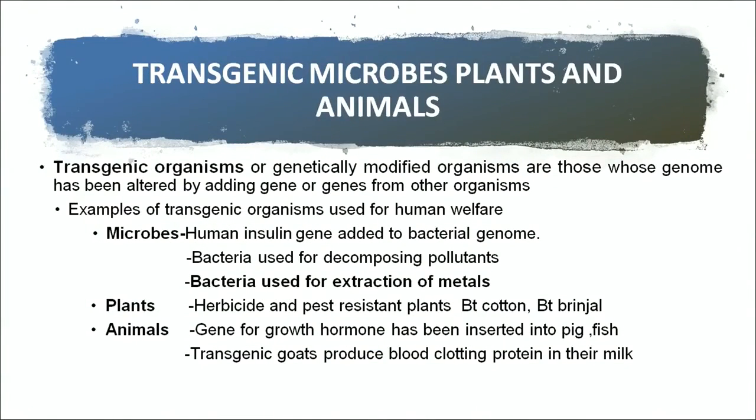The examples of transgenic organisms used for human welfare are, in case of microbes, human insulin gene added to bacterial genome. Then bacteria are used for decomposing pollutants, and bacteria are used for the extraction of metals in metallurgy. Then in plants, herbicide and pest resistant plants have been produced. Examples are Bt cotton and Bt brinjal. The gene from Bacillus thuringiensis has been incorporated into the plant body.